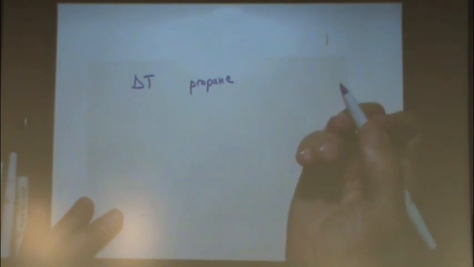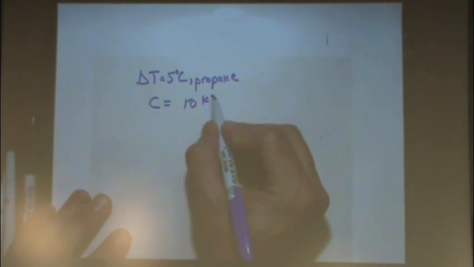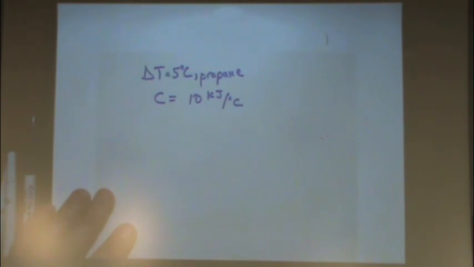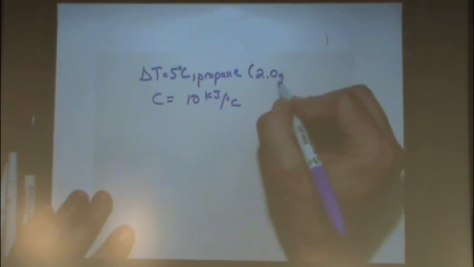Okay, so how do you do a sample problem? We did some combustion reaction, let's say with propane, and it combusted, and the temperature increase was 5 degrees C. The temperature increases because it's combustion, so these are exothermic reactions. And let's say the C for the calorimeter is 10 kilojoules per degree C. Okay? And we did this for, let's say, 2 grams of propane.